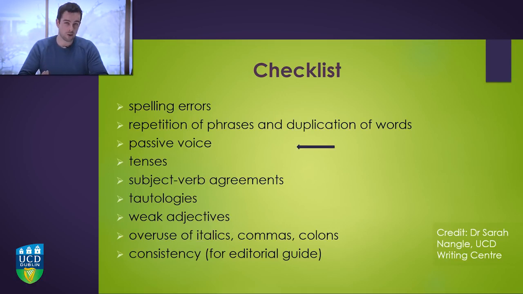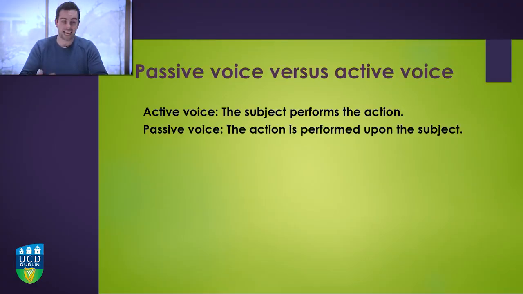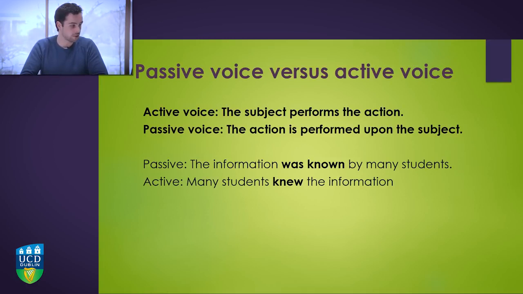So for now, I'm just going to focus on passive voice, tautologies, and weak adjectives. So passive voice versus active voice. Active voice, the subject performs the action. Passive voice, the action is performed upon the subject. So here's an example of a passive: the information was known by many students. An example of active: many students knew the information.